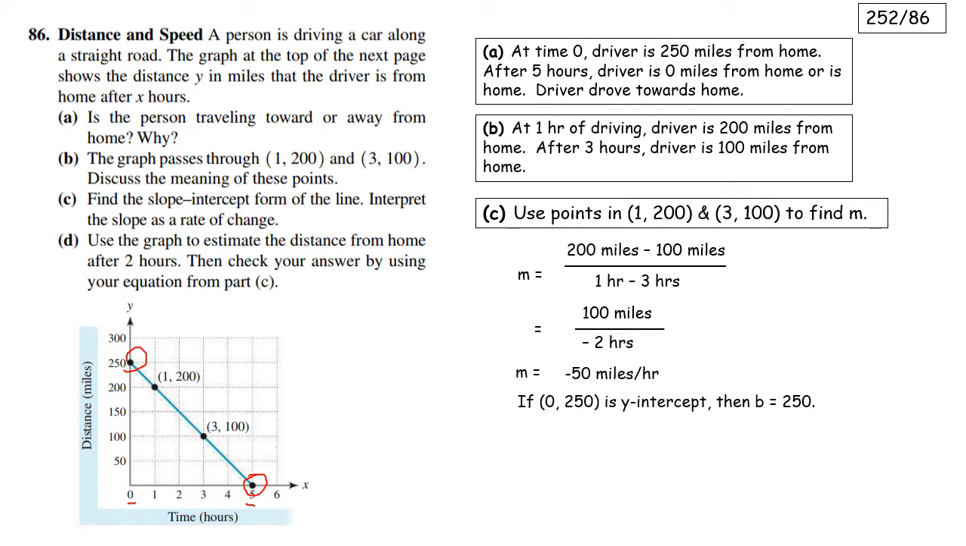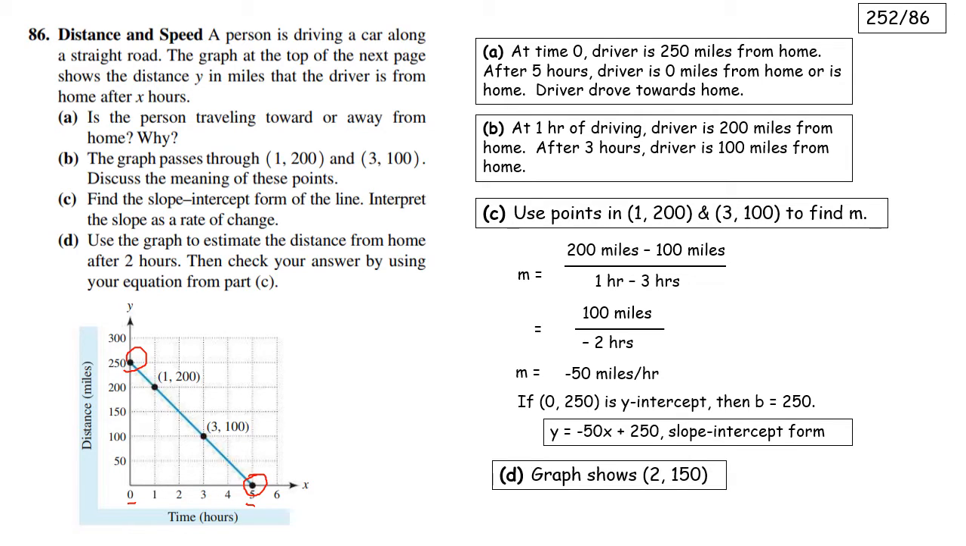If we note that at 0, he's 250 miles, that's the y-intercept, which makes b equal to 250. We just have to substitute all our information into y equals mx plus b to get y equals negative 50x plus 250 in slope-intercept form.